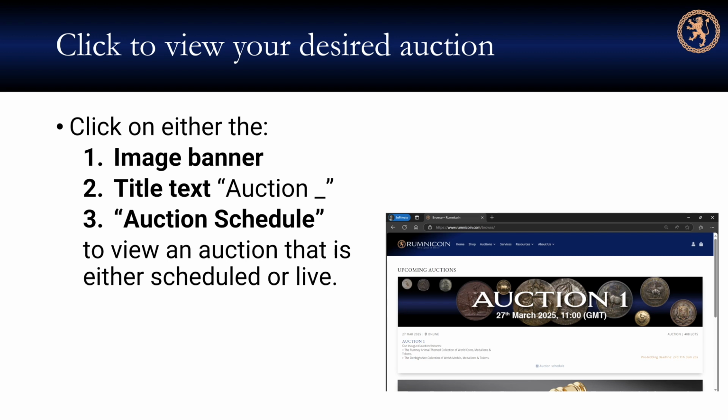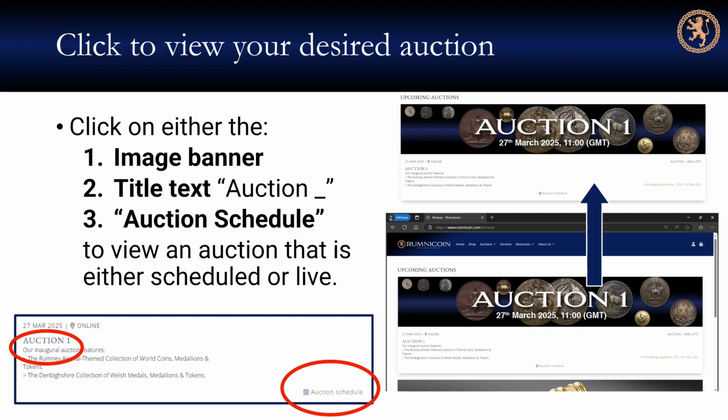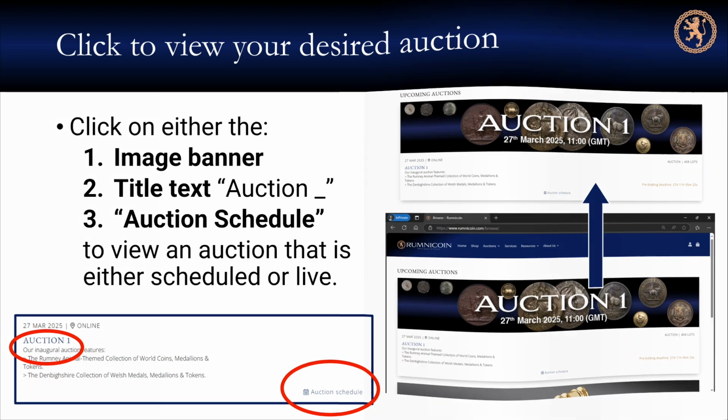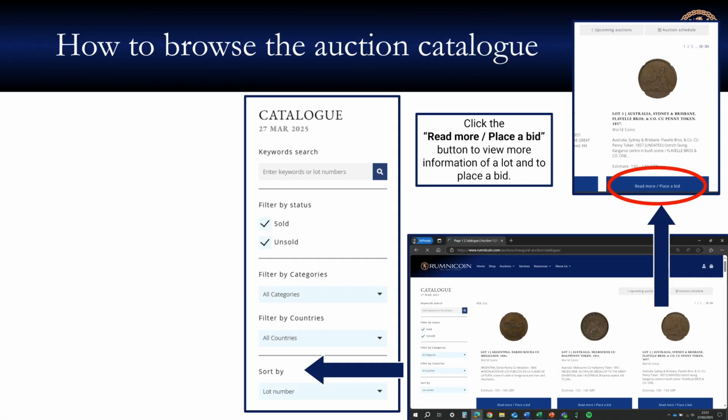Once you have found your desired auction that you want to view, you can load this auction by clicking on the image banner, auction title text, or on auction schedule. This will open up the auction catalogue where you can browse all of the lots. Each lot has a button that allows you to read more and to place a bid on this lot.